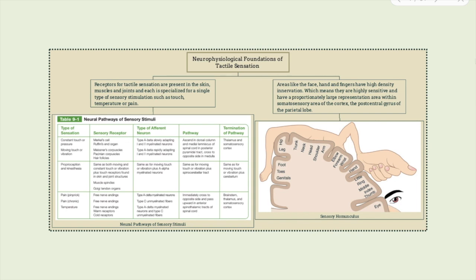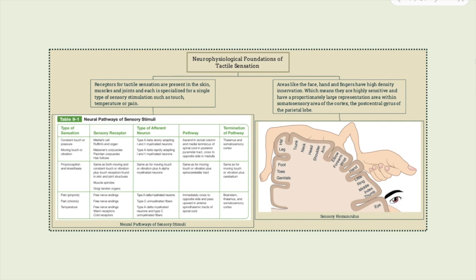So some of the neurophysiological foundations of tactile sensation. So you have receptors for tactile sensations that are present in the skin, muscles, and joints, and they're each specialized for a single type of sensory stimulation, whether that be touch, temperature, or pain. And I included the neural pathways of sensory stimuli chart that was in Radomski, and it just has the type of sensation, what sensory receptors are being used, the type of afferent neurons, pathways, and the termination of those pathways.